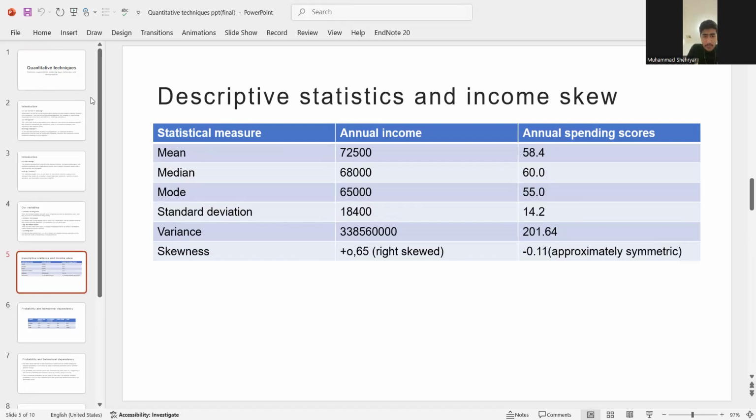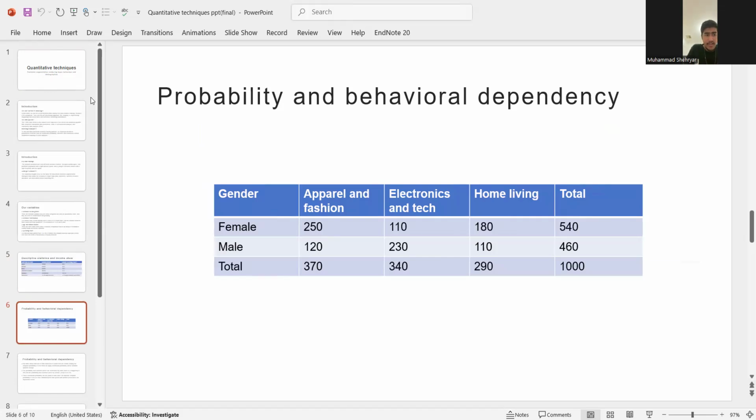I will present in the next slide. Our table shows that over 100 customers, 54% are female, making the marginal probability 0.54, as shown in the table. When we apply conditional probability, a fascinating dynamic emerges.